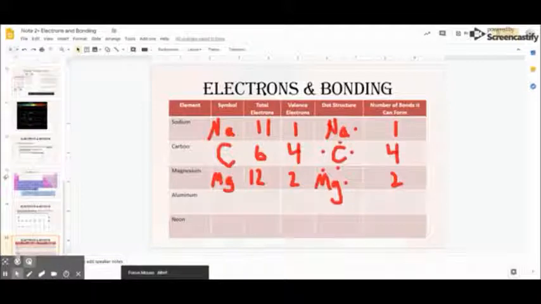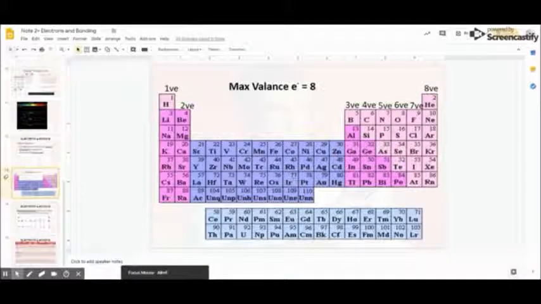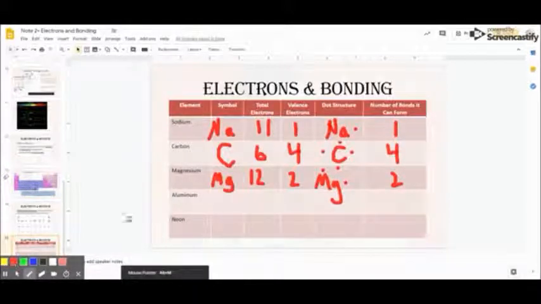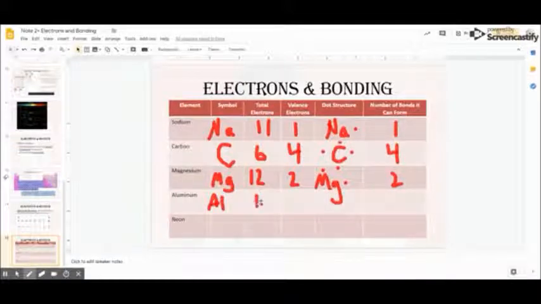Let's look at aluminum. So aluminum is number 13, and it's in the column we labeled 3. So aluminum, Al, has 13 total electrons. 3 of those 13 are valence electrons. So our symbol is Al, and we want to show 3 dots around it, 1 per side. So it has 3 unpaired ones. It can form 3 bonds.